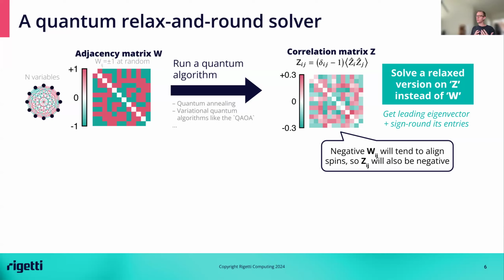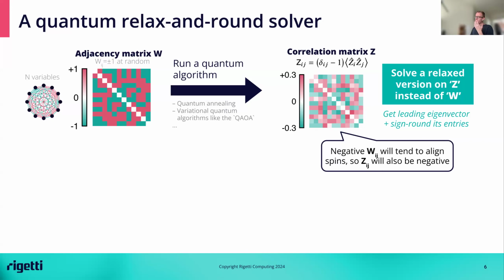If we have a negative weight W_ij between two spins, this will tend to make them align to minimize the energy. And this means that the correlation will be negative too, because we have an extra minus sign in the definition. So there is similar information in W and Z. And it's kind of visual from the two matrices on the slide.